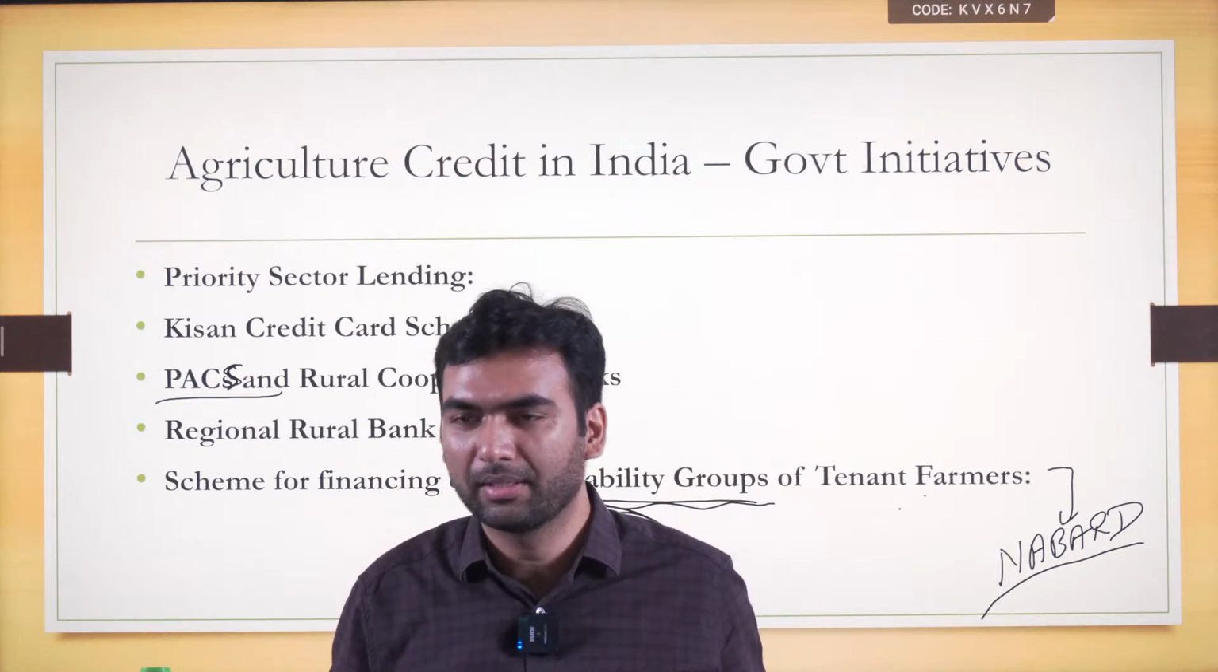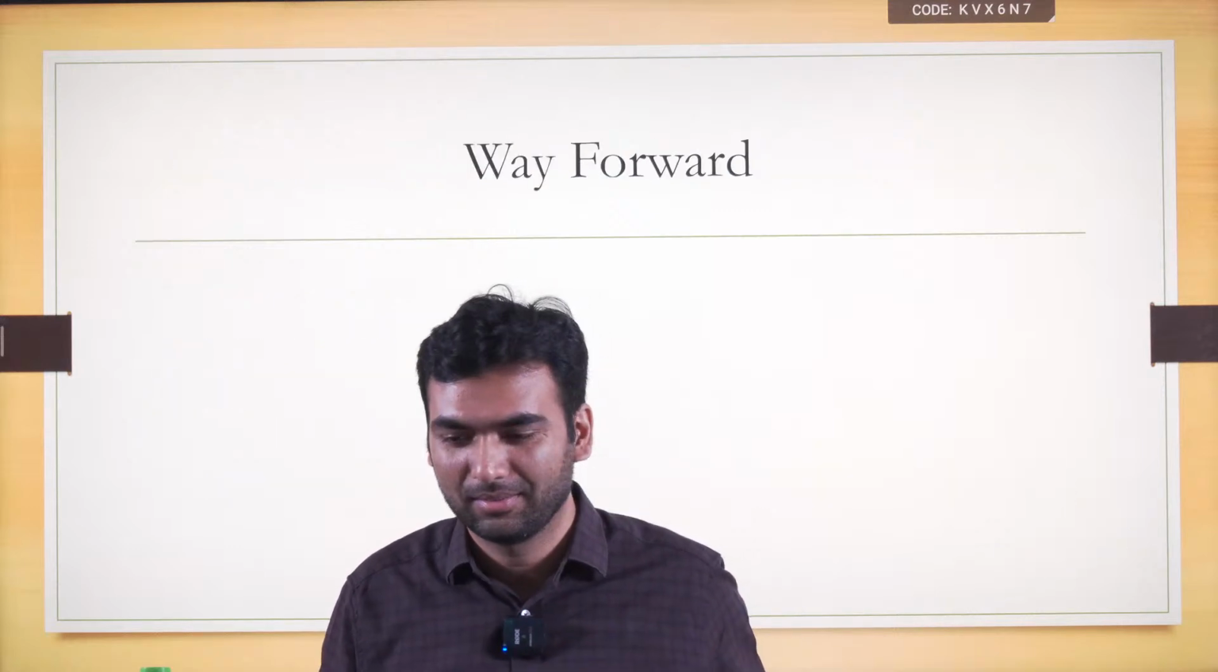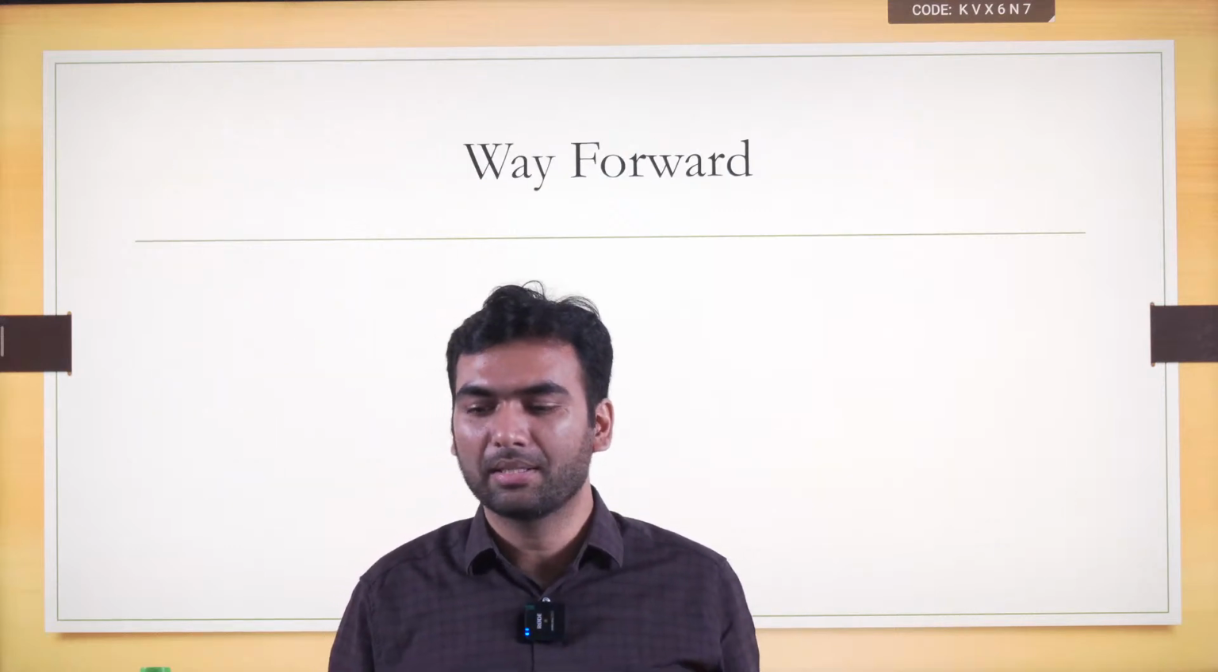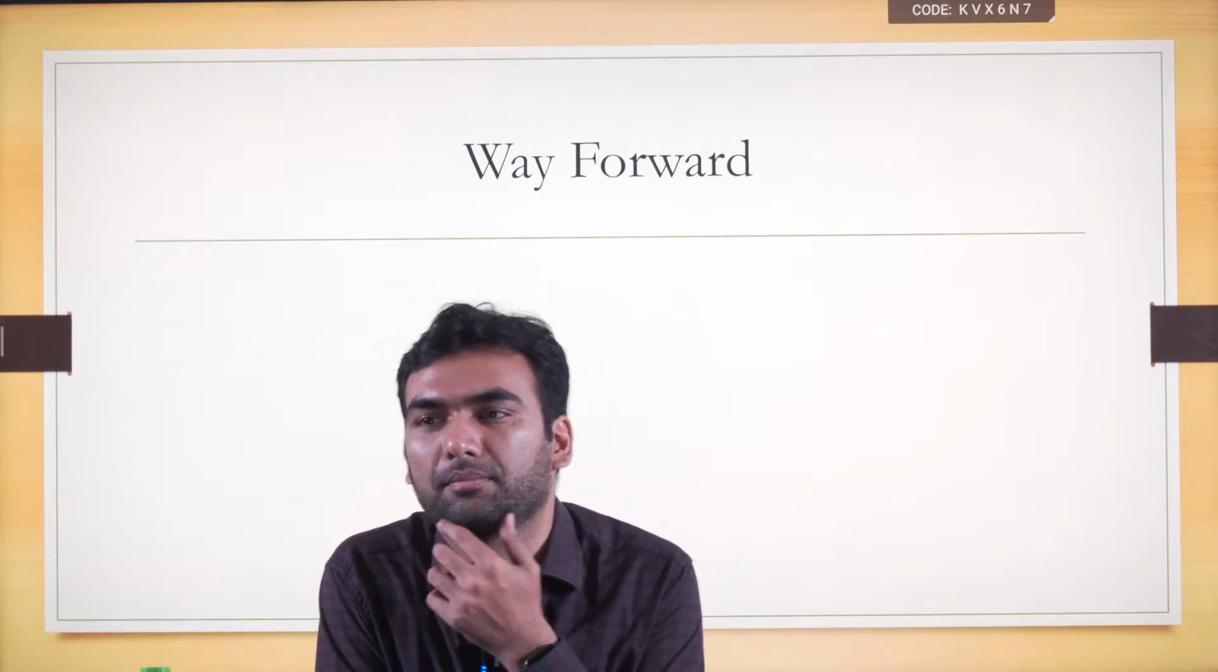That would be declared as an NPA. So how can we increase? This is the last point that we have to discuss in today's class. How can we increase agriculture credit? What should be done?